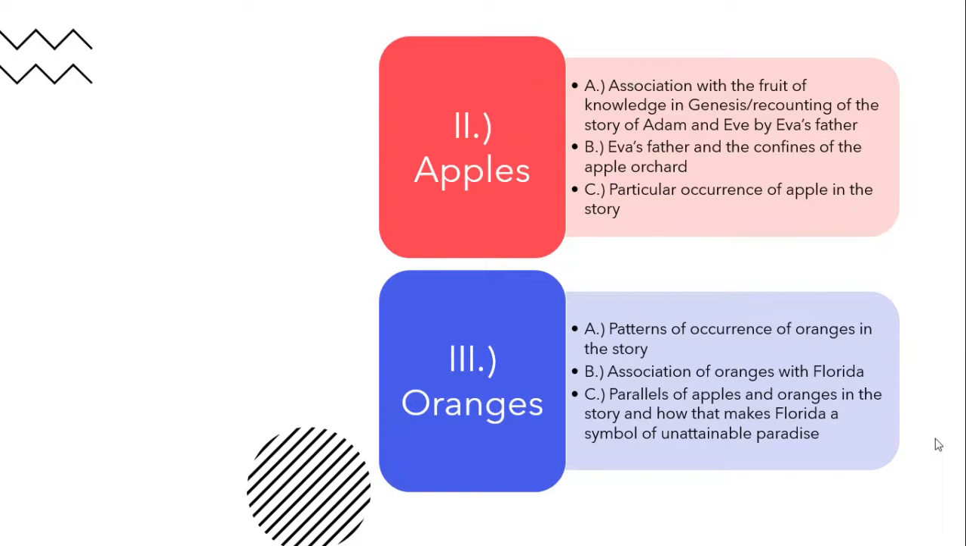So this might be a second paragraph. So this might be the first half of the body. And you might have 3 different paragraphs here dealing with points A, B, and C, right? And then you might talk about a particular occurrence of the apple in the story. You might draw out a passage that talks about apples, and somehow makes an association, associates the apple with something in the story.